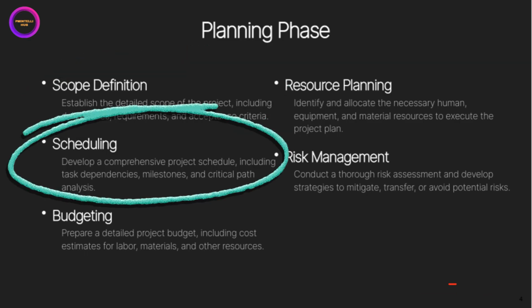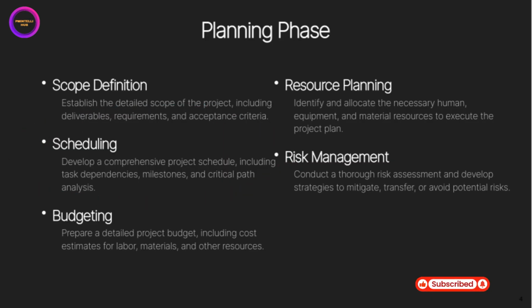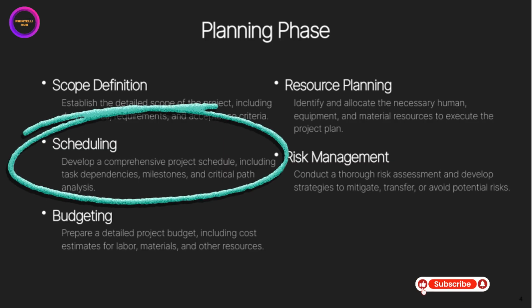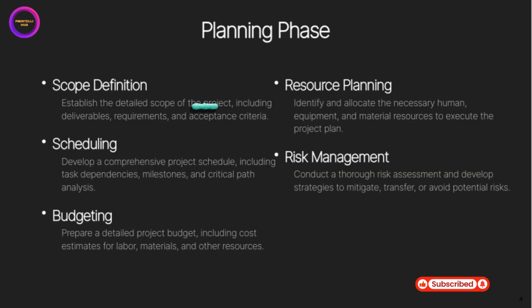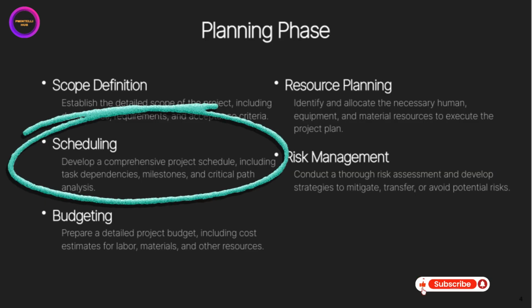Next is scheduling. Developing a detailed project schedule involves mapping out all the tasks, understanding how they depend on each other, setting milestones to track progress, and identifying the critical path. That is, the sequence of tasks that determines the project's overall duration. A well-thought-out schedule keeps us on track and helps us anticipate potential delays.